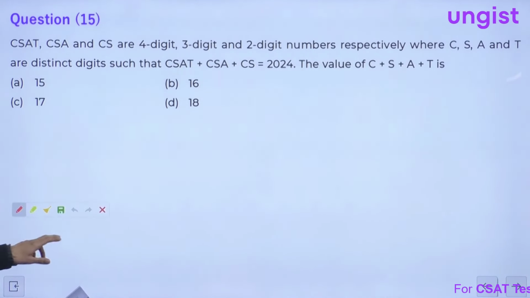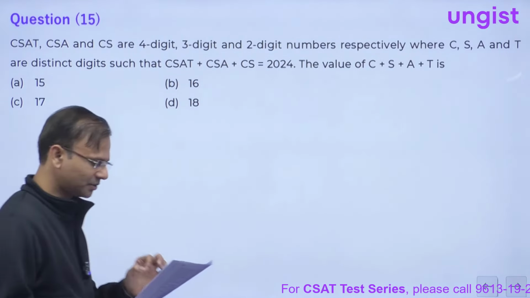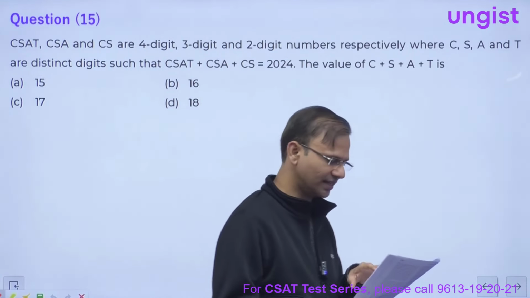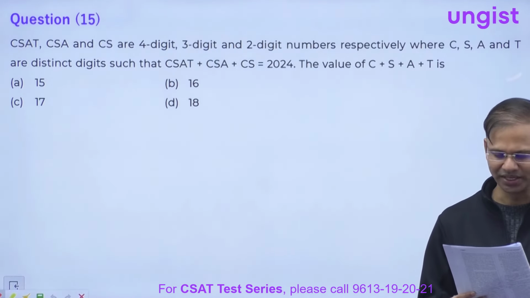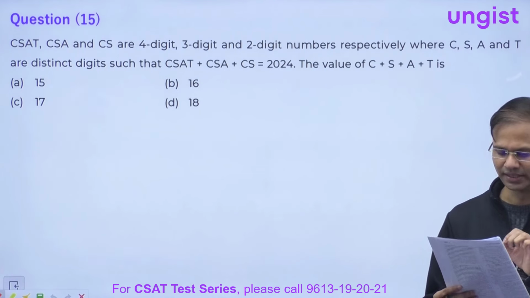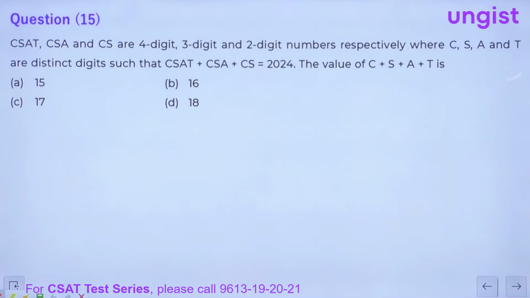Yes, everyone. Now, friends, this is the question. Look at the smartness of the question here. The question is saying CSAT, CSA and CS are a 4-digit number, a 3-digit number and a 2-digit number respectively, where C, S, A, T are distinct digits, such that CSAT plus CSA plus CS is equal to 2024. The value of C plus S plus A plus T.